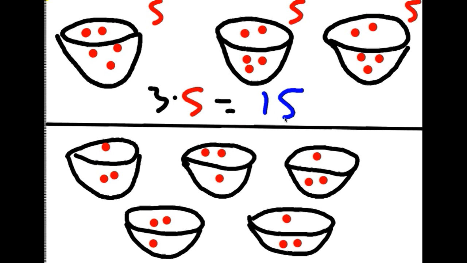Now what do we have on the bottom? How many baskets do we have? Well, on the bottom we actually have 5 baskets. And how many apples are in each basket? 3. And if we counted all that up, how many apples would we have? We'd also have 15. In other words, if we have 3 baskets and 5 apples in each basket, that's the same as if we have 5 baskets and 3 apples in each basket.